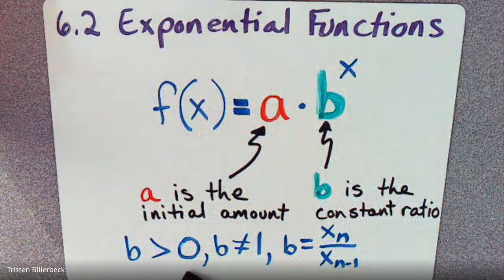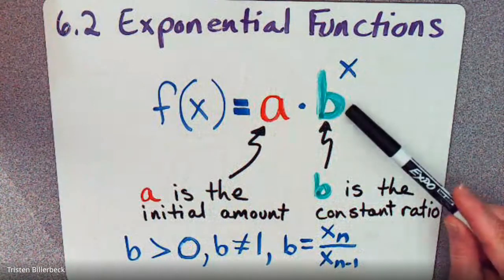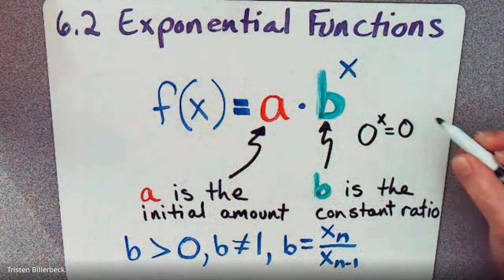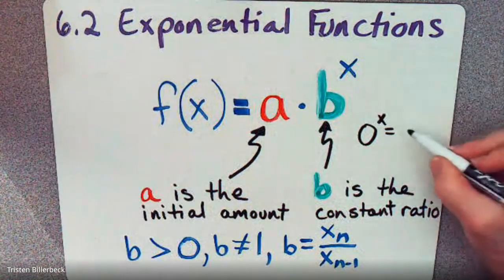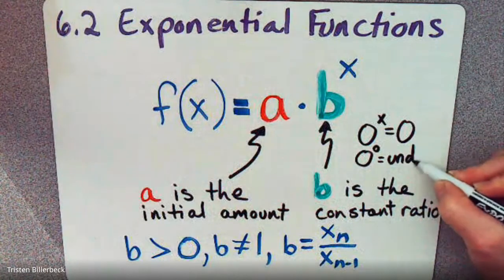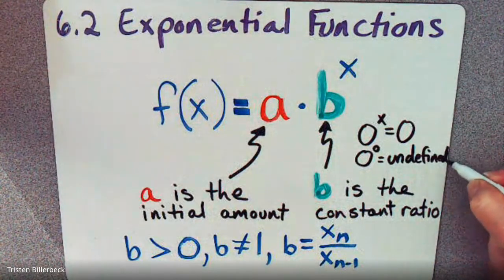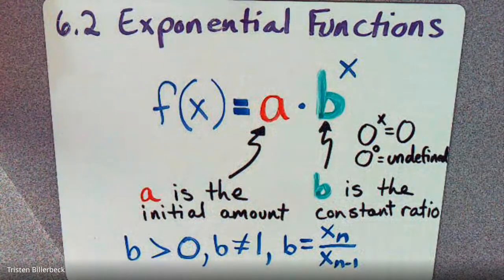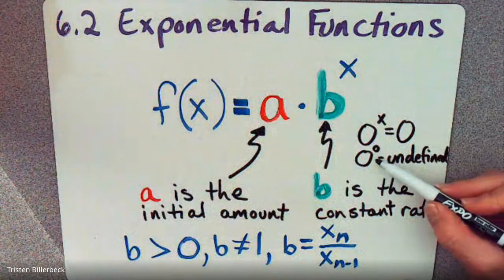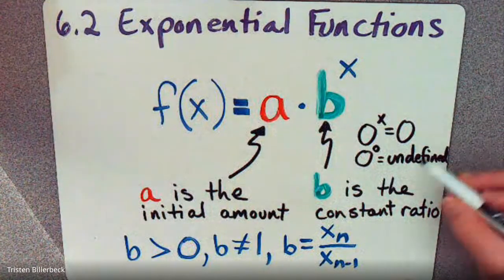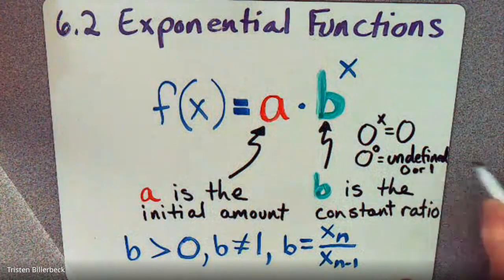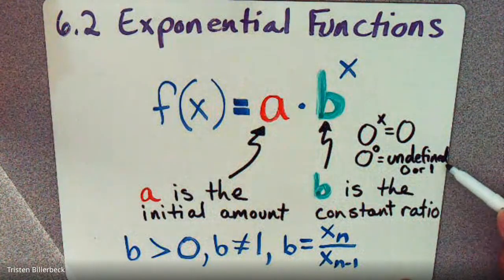So b has to be greater than 0, because if this was 0 to the x, well, 0 to the x equals 0, except in the case of 0 to the 0. Then it is undefined. When mathematicians agree to disagree, they call something undefined. We know that 0 times anything is 0, but we also know that a to the 0 equals 1. There's been a discussion about whether this was 0 or 1, so they agreed to disagree and called it undefined. So that's why 0 to the 0 is undefined.